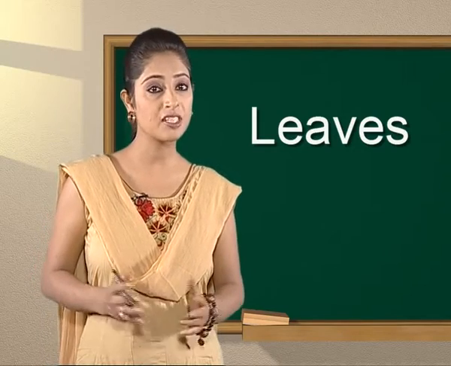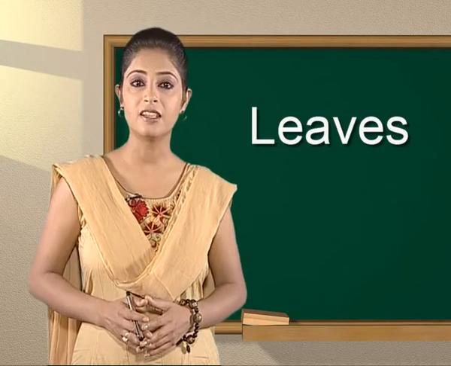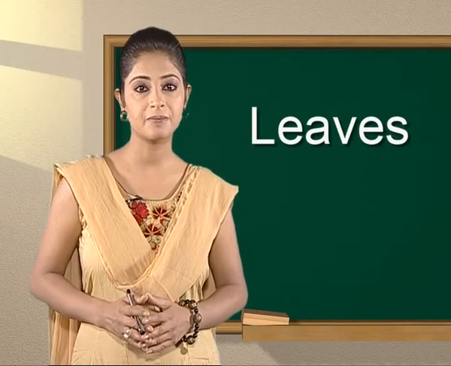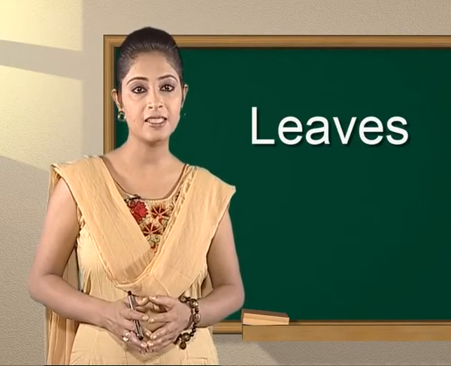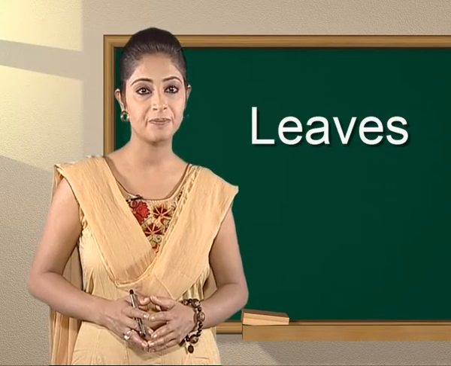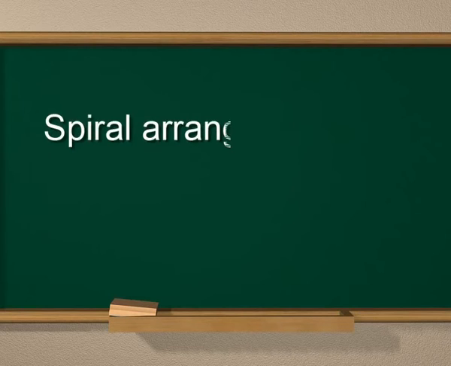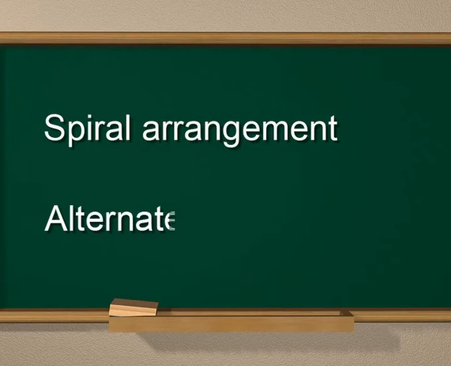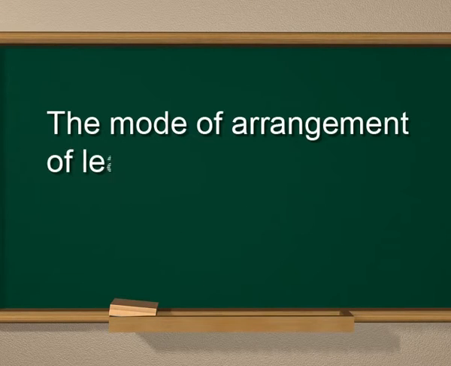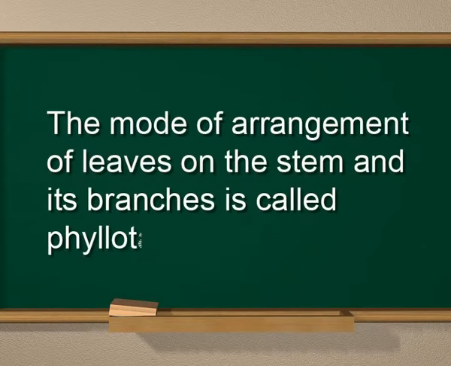Leaves are the most important aerial parts of plants. They are born at the node and bear buds in their axils. In the majority of plants, leaves are usually arranged in a regular pattern. They are inserted singly, either in a spiral arrangement or in alternate arrangement. The mode of arrangement of leaves on the stem and its branches is called phyllotaxy.